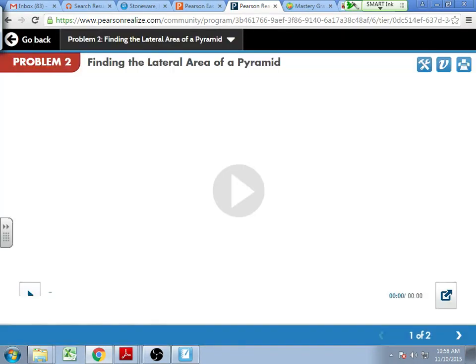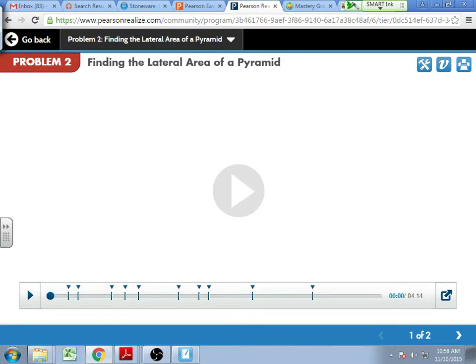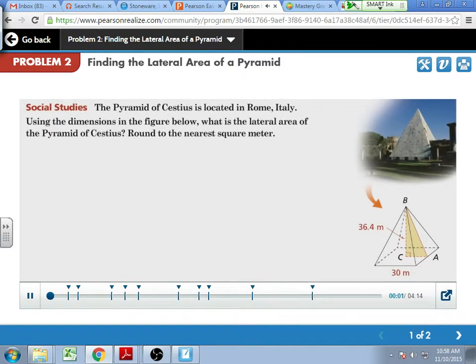Now, problem 2. In this problem, you will find the lateral area of a pyramid. Just like Bennett asked, or somebody asked, what if we have the height? We don't know that slant height. But we do know that this is a square base pyramid based off the pyramid of Cestius.